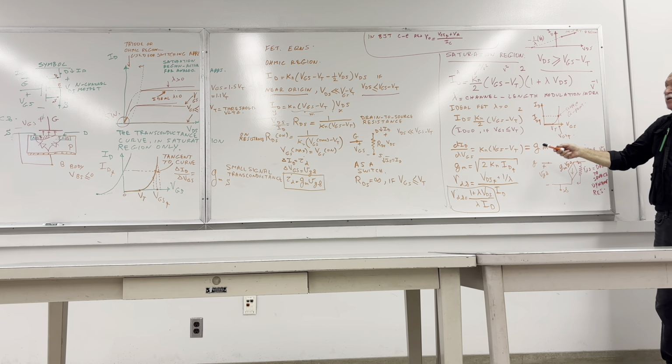Small collector current is gm times base emitter voltage, small change in base emitter voltage. Here, the IC over VT is gone, it is this one. This is similar to IC over VT. It depends on drain current. There, it would depend on collector current.